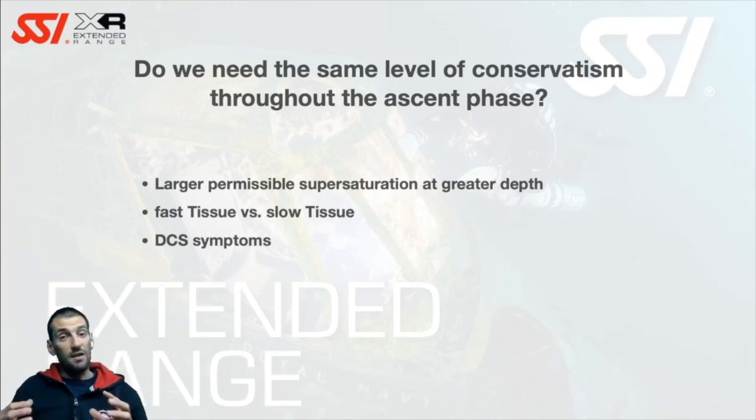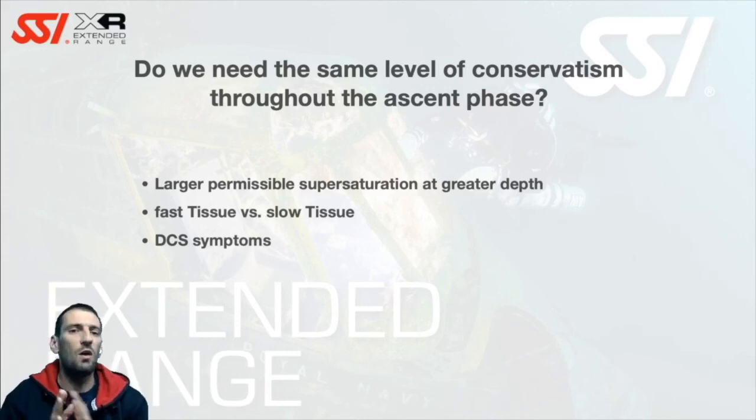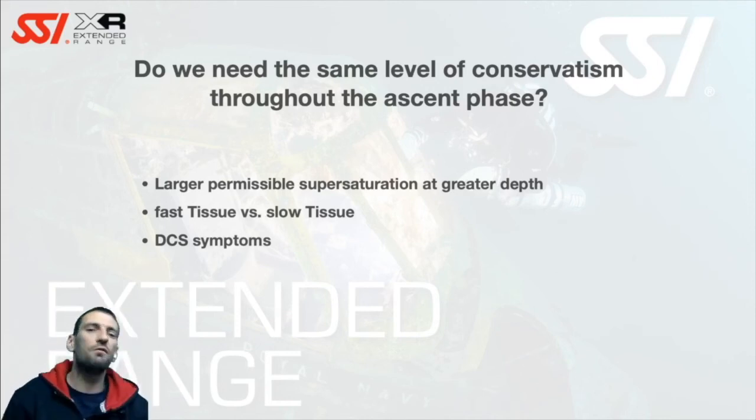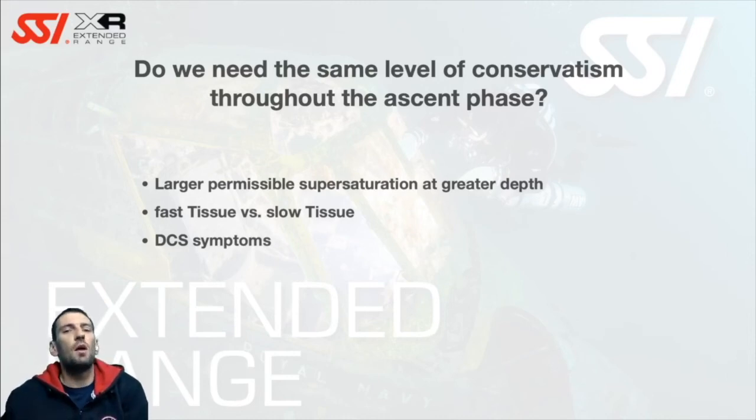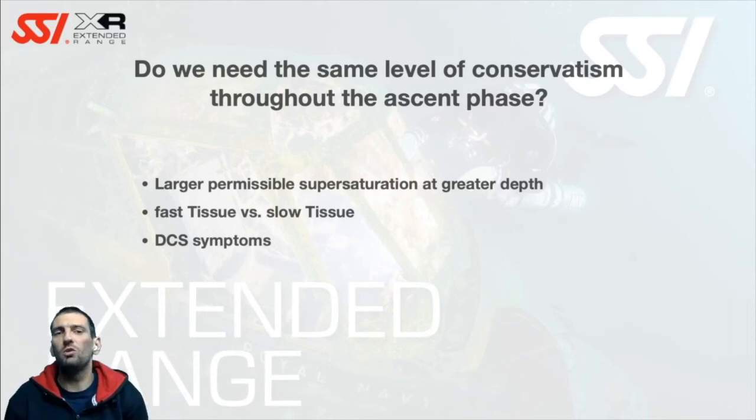Okay, guys, so again, if you've seen on the graphs, the fast tissues are the ones that are getting fully supersaturated, or getting supersaturated to the maximum level allowed at the bottom part of our decompression. And if the fast tissues are the well-perfused ones, which is the blood, spine, brain, middle ear, and so on, then I have a very bad feeling about that, because think about it. What are the symptoms of decompression sickness of the brain or the spine or the bloodstream? They are not really nice.